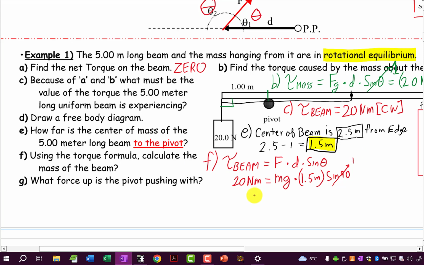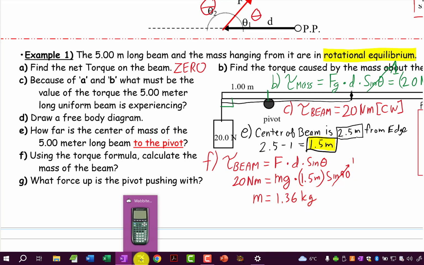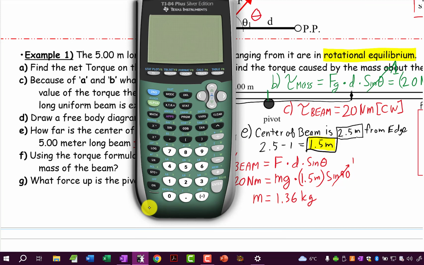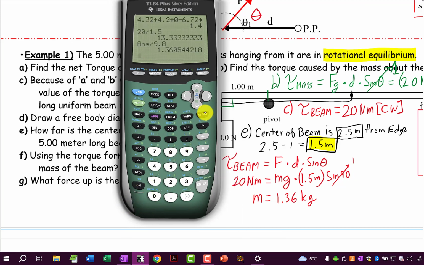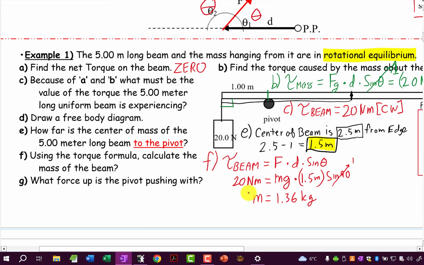So here we get m is going to equal 1.36 kilograms. Let's just show it to you. We get 20 divided by 9.8, the g, and also divided by 1.5, 1.36 kilograms. So that's how heavy the beam is.